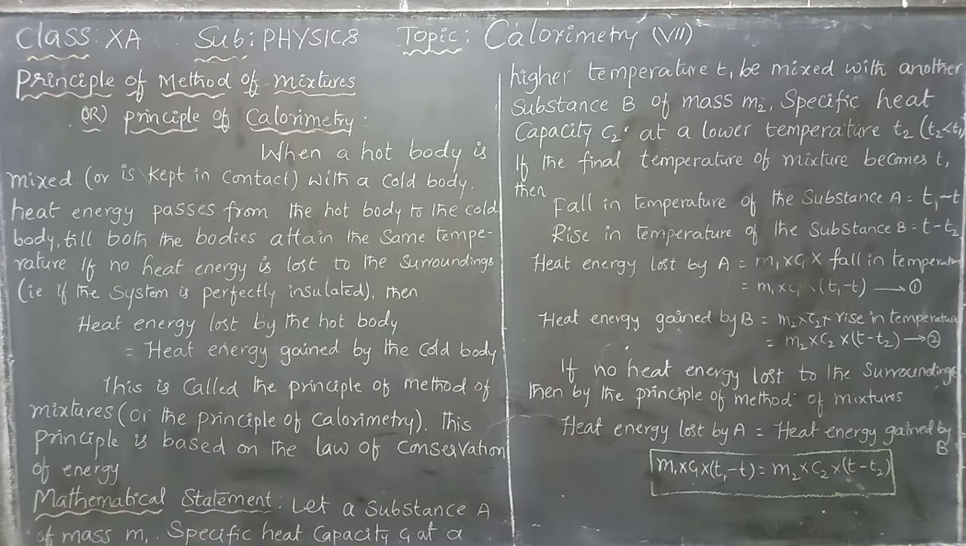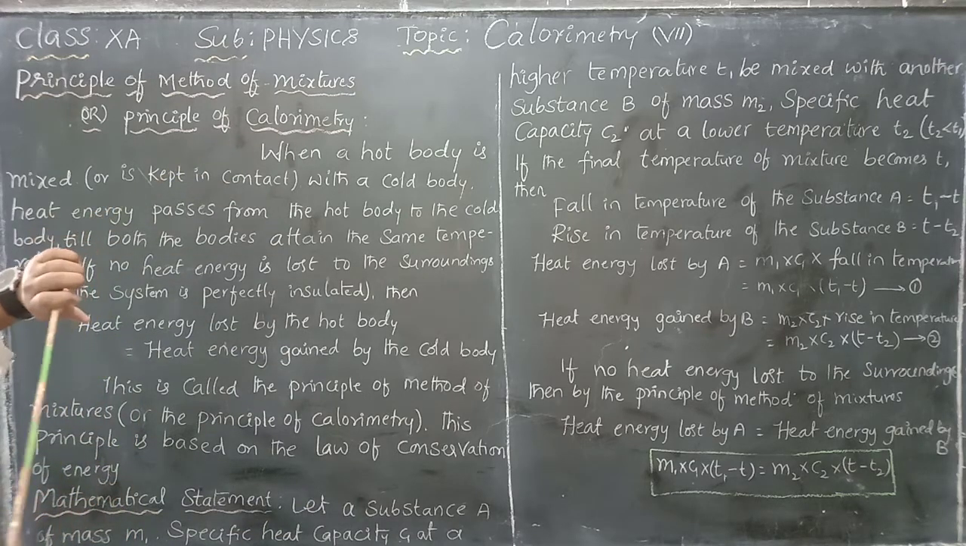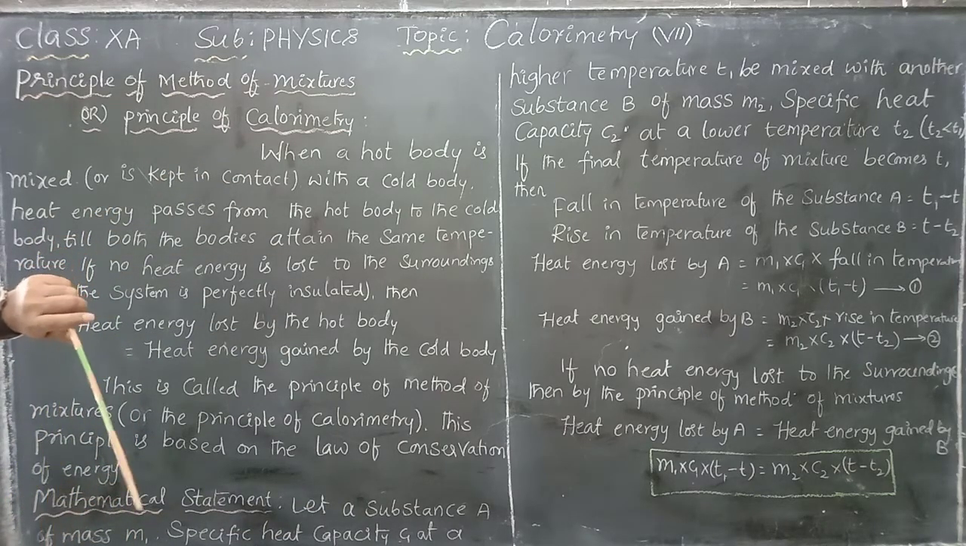Hello children, next very important topic: the principle of method of mixture, or principle of calorimetry. Very important. In order to solve the problems related to the heat gained by one body and the heat lost by the hot body, we will calculate using mathematical steps, by using this entire principle of calorimetry. Very important. All of you try to understand.